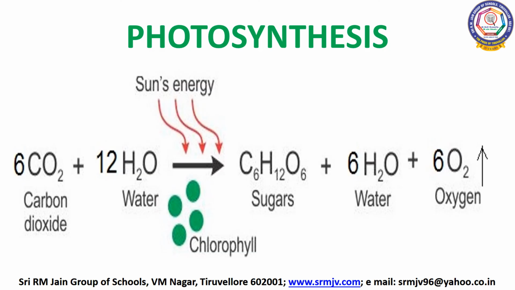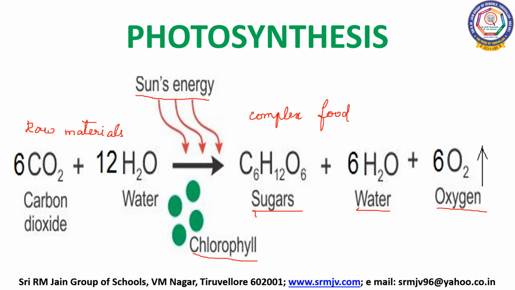Here is the chemical equation for photosynthesis. Look at this chemical equation. These raw materials, that is carbon dioxide, water and minerals, in the presence of sunlight and chlorophyll, are converted into complex food, which comprises sugar, water and oxygen.